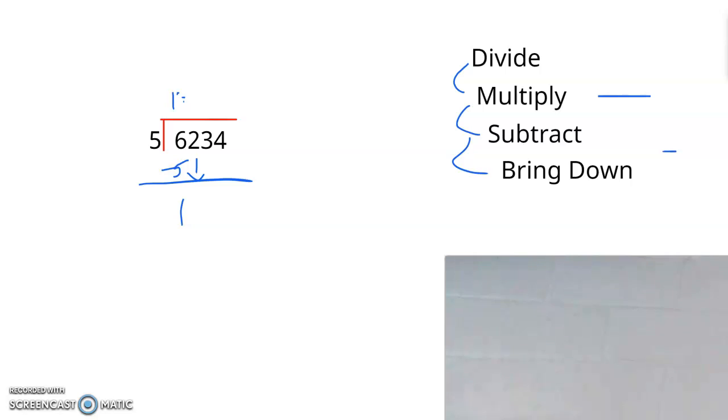I've seen students who draw the arrow when they're bringing something down to show it, and students who don't. They just bring it down and they just write the 2. I'm fine with either way. I'm only drawing the arrow so that you can see what I'm doing. All right, let's keep going.